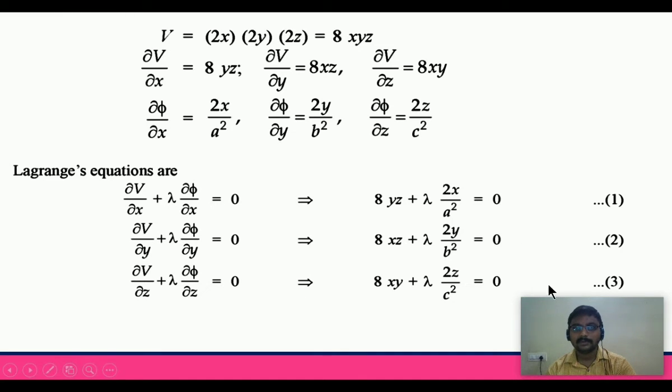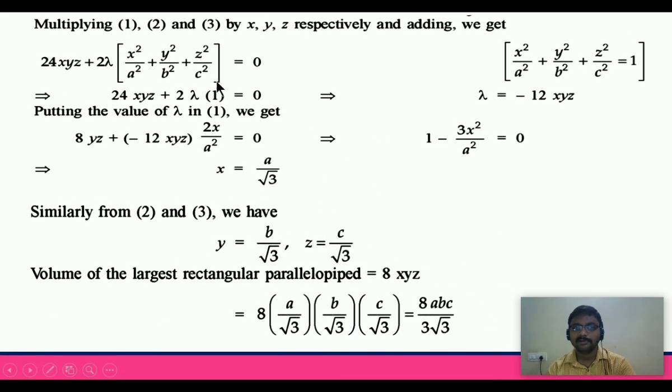Let the equations be 1 to 3. So clearly these equations are multiplied with x, y, z respectively, and adding these three equations, we will get the expression like this. So in this we will have x square by a square plus y square by b square plus z square by c square value is 1, just replaced. We will have a lambda value which is substituted again in equations 1 to 3 respectively.